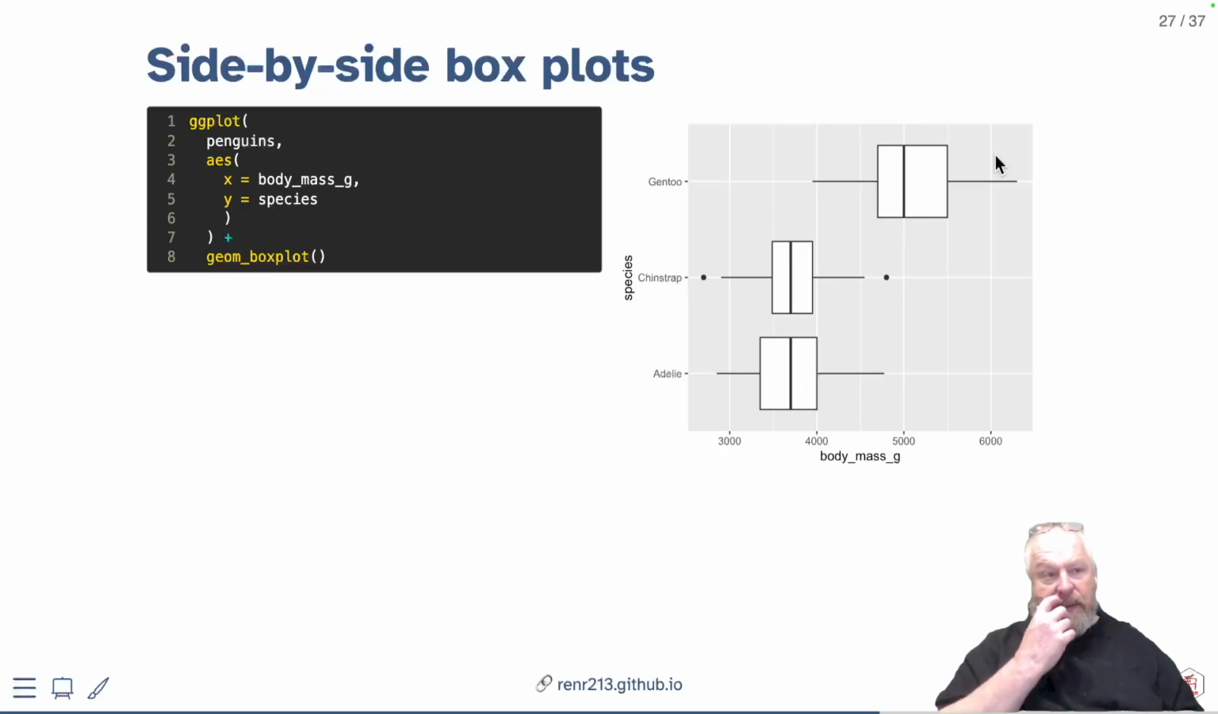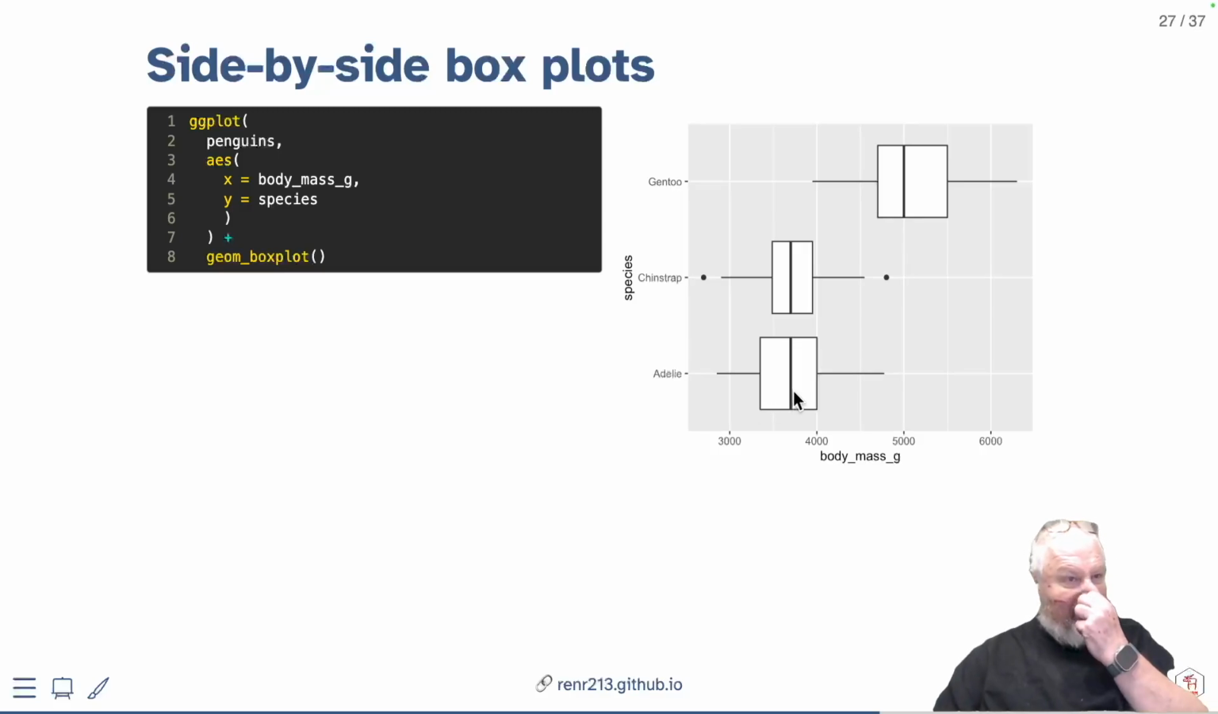Side-by-side box plots. So this is useful. What we're doing here is putting body mass on the x-axis, species on the y-axis, and we're doing a box plot. So what this gives us is a pretty good way of comparing the distributions of the three species of penguins that we've got. So Gentoo penguins have a median body mass quite a bit larger than the other two species.